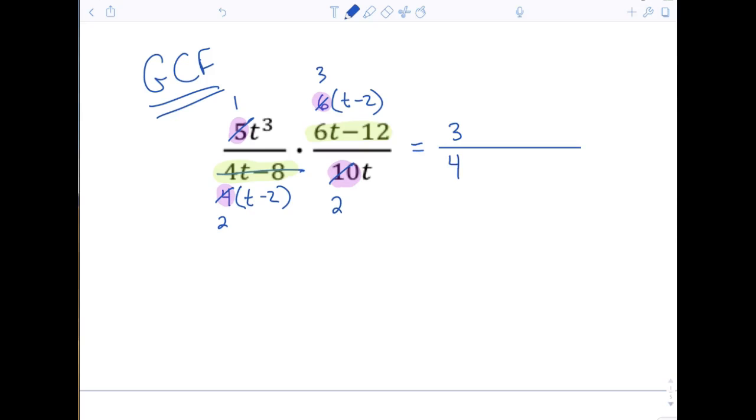Now I'm looking at the t cubed and the t. What am I left with? T squared on top. And then what happens to the t minus 2's? They cancel. Somebody agree? That's kind of easy. If you know how to factor, it's really simple. All right, it's really simple.